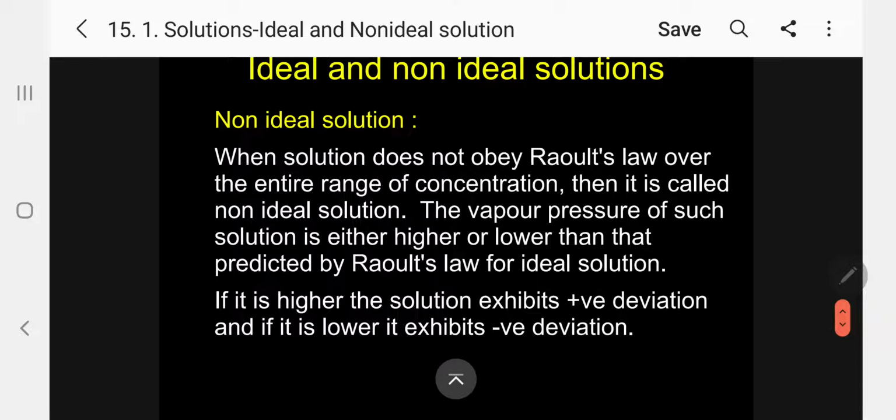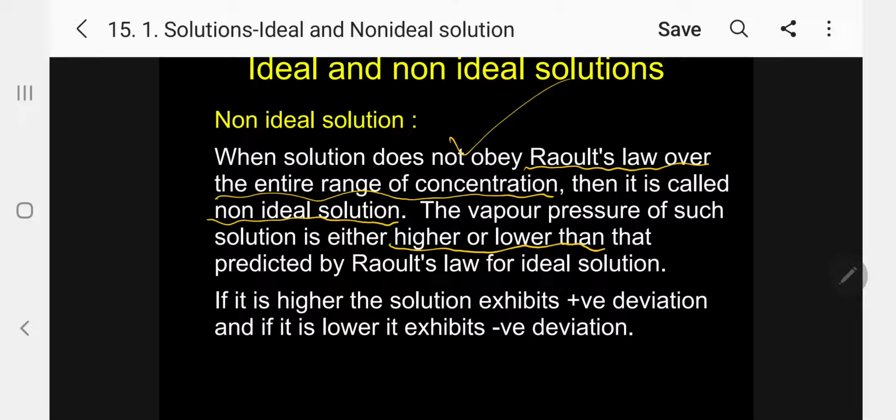Now, what is a non-ideal solution? When a solution does not obey Raoult's law over the entire range of concentration, it is called a non-ideal solution. The vapor pressure of such a solution is either higher or lower than that predicted by Raoult's law for an ideal solution. That we will call a non-ideal solution.